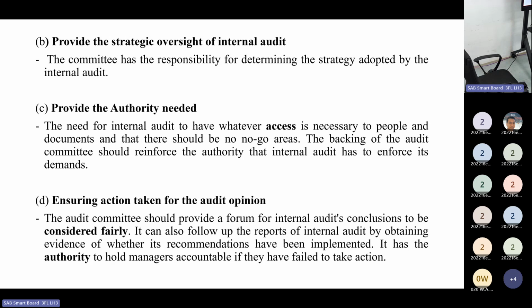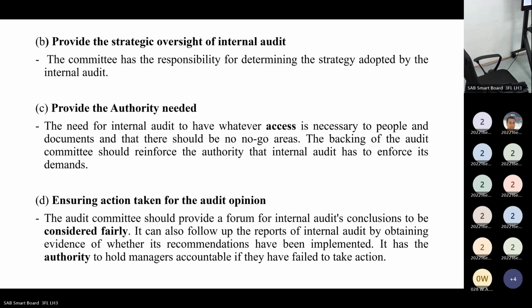Right? Because they are under the audit committee, they have the independence to do their task. Second one, they get the strategic oversight which is needed. Third one, they get the authority to get access to people and documents. Finally, they can ensure that the actions which are recommended are implemented. All of this is possible because they are reporting to the audit committee, right? So that reporting relationship is supporting this.